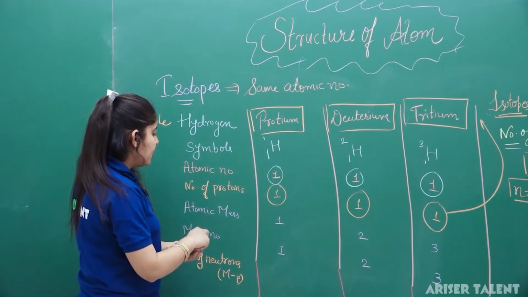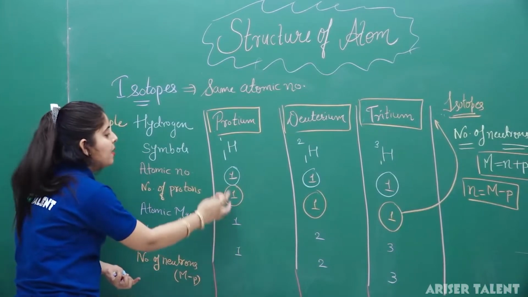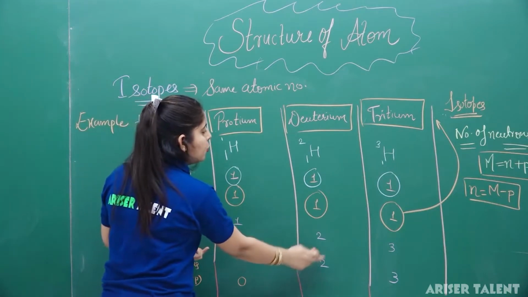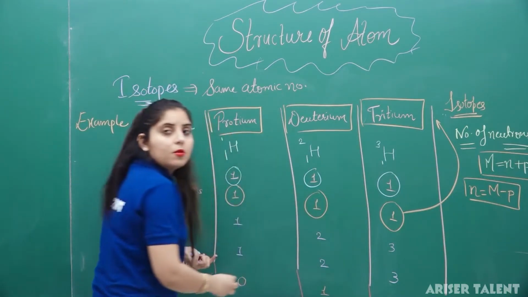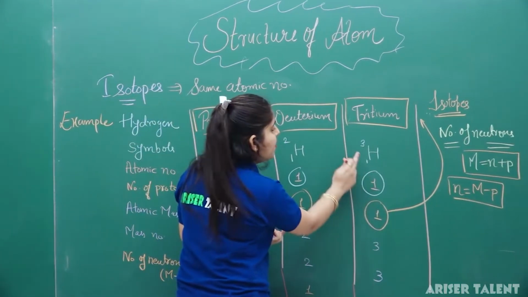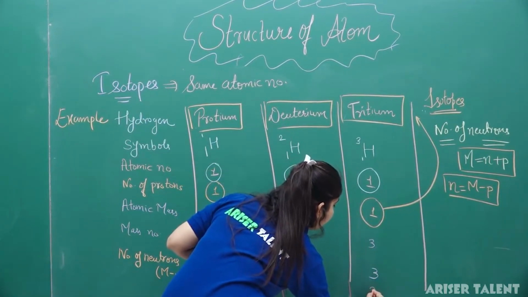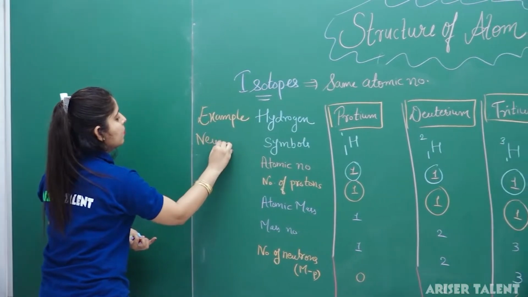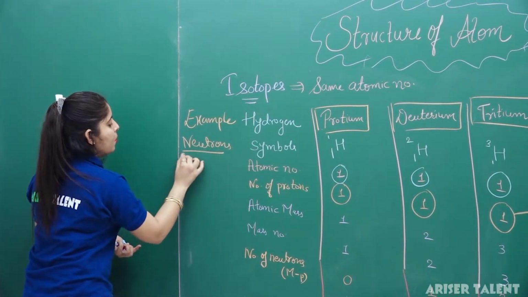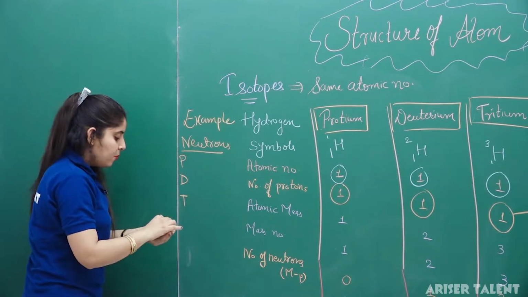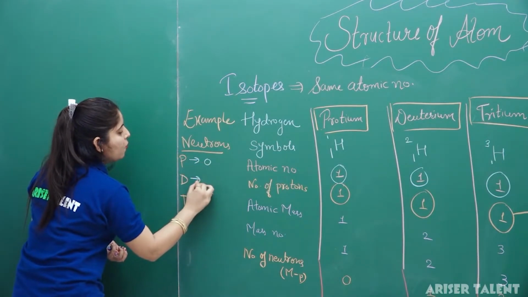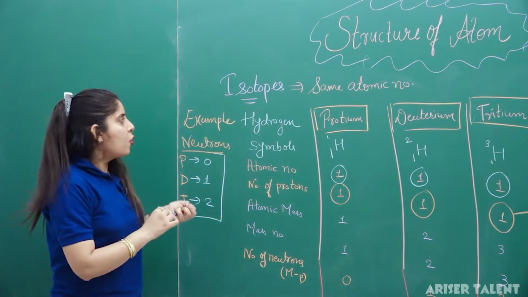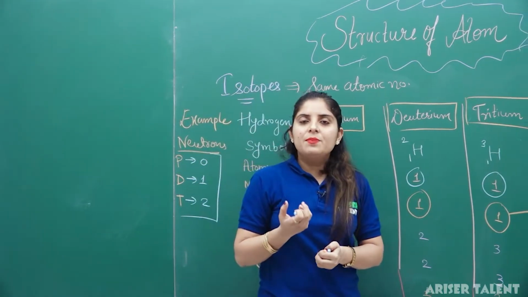So what we will observe here: mass number is 1 and number of protons is also 1. So the number of neutrons will be 0. Mass number 2, number of protons 1, so neutrons will be 1. Mass number 3 and number of protons 1, so the number of neutrons will be 2. So the number of neutrons for protium, deuterium and tritium will be 0, 1 and 2. So these are actually the number of neutrons in all these three isotopes. So I hope the term isotope has been cleared to you.